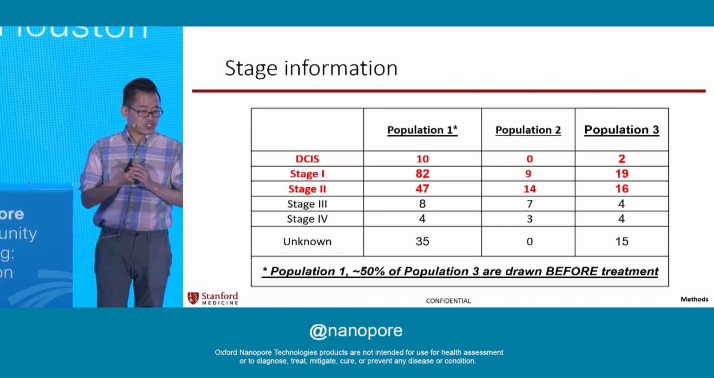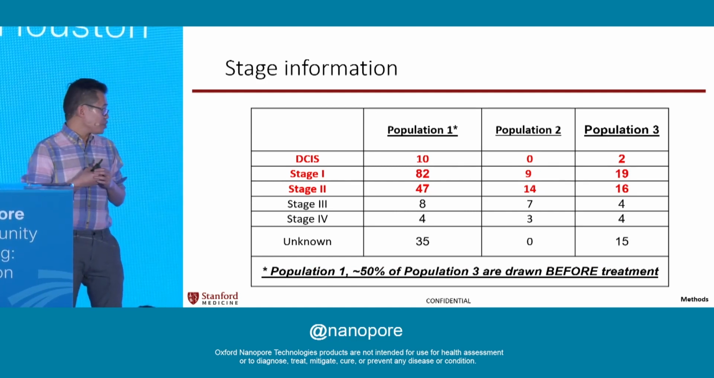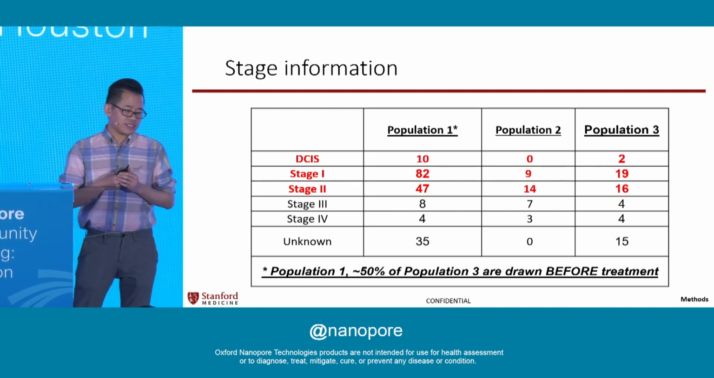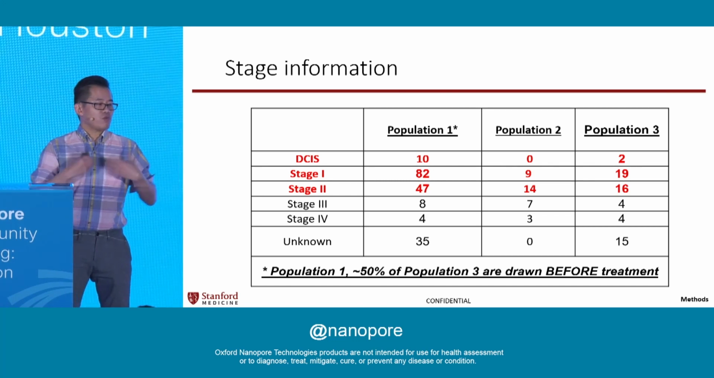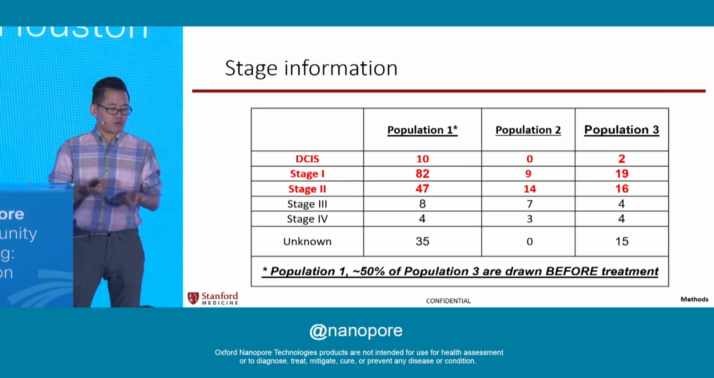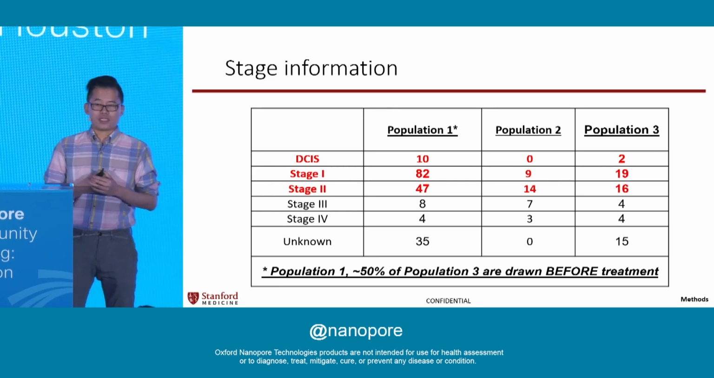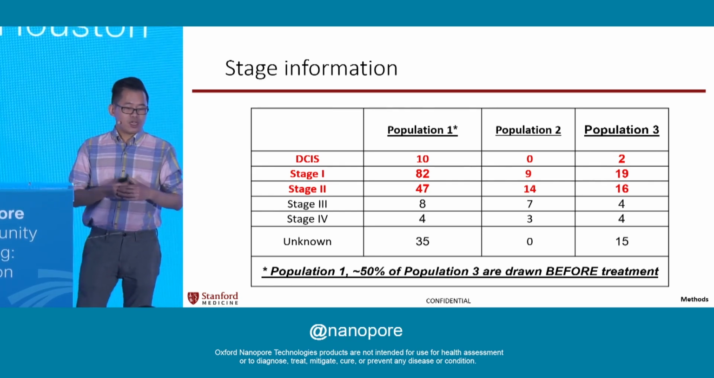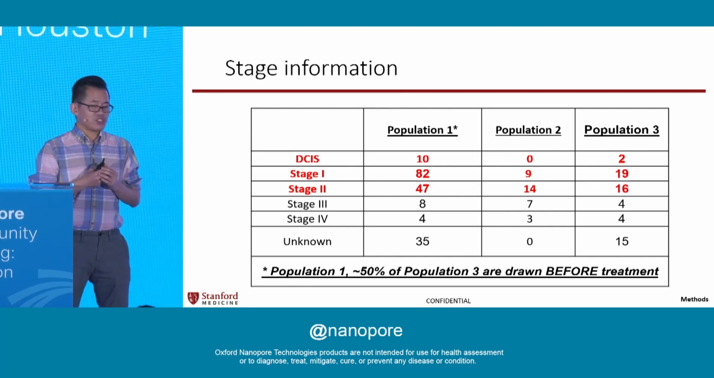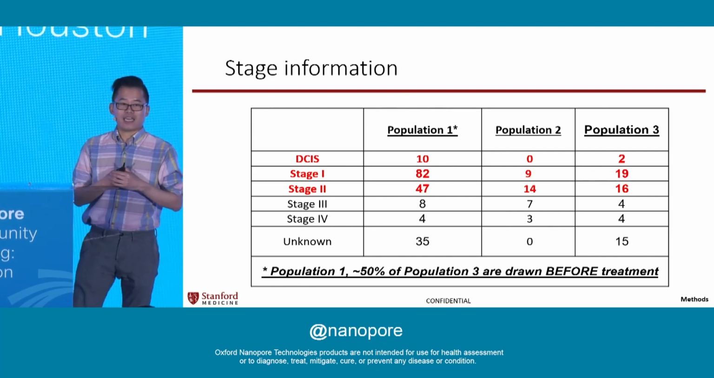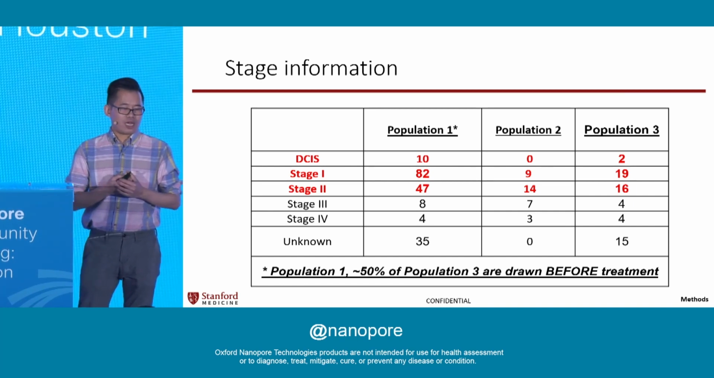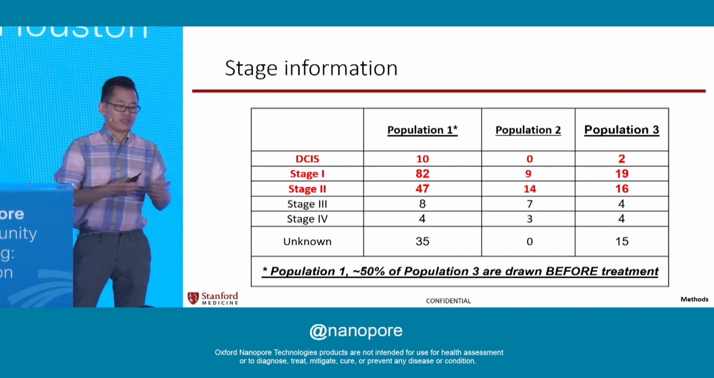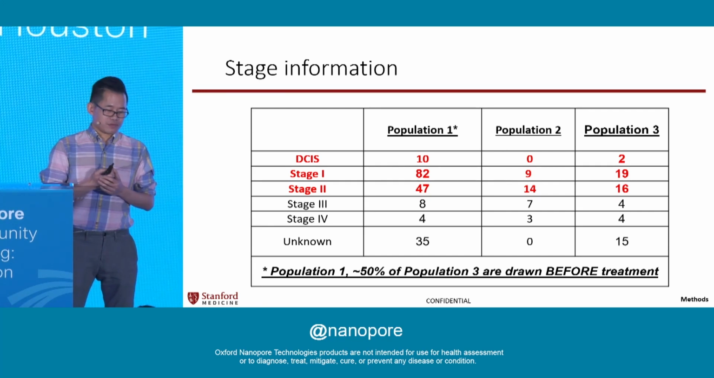In terms of the stage distribution, the vast majority of these participants are stage 1 and 2. So these are patients who do not have regional metastasis to distant organs. This is really critical for building models that would detect cancer at its earliest stages. We also have a small number of patients who have a diagnosis of DCIS. This is a precancerous state, which is really interesting for detecting cancer even earlier than a confirmed stage 1.